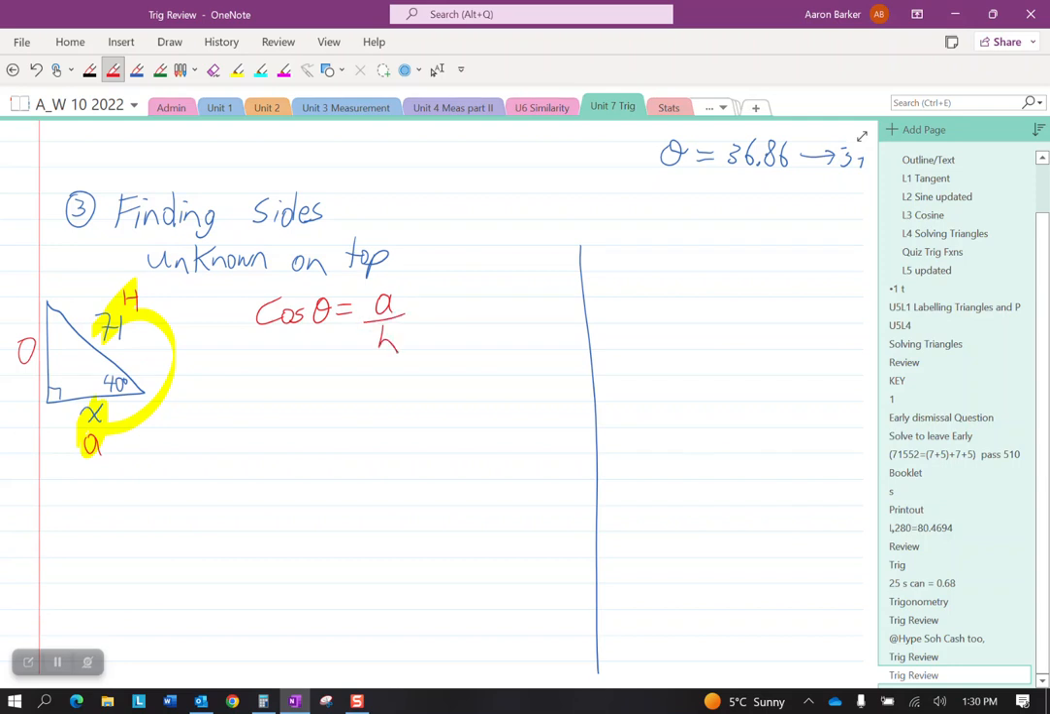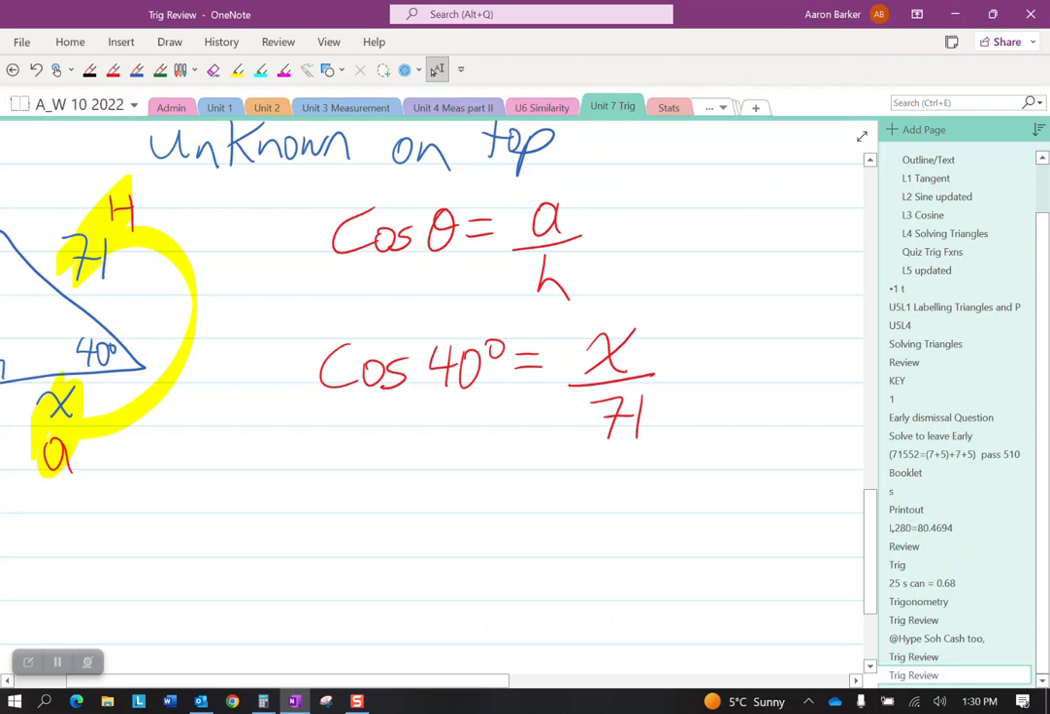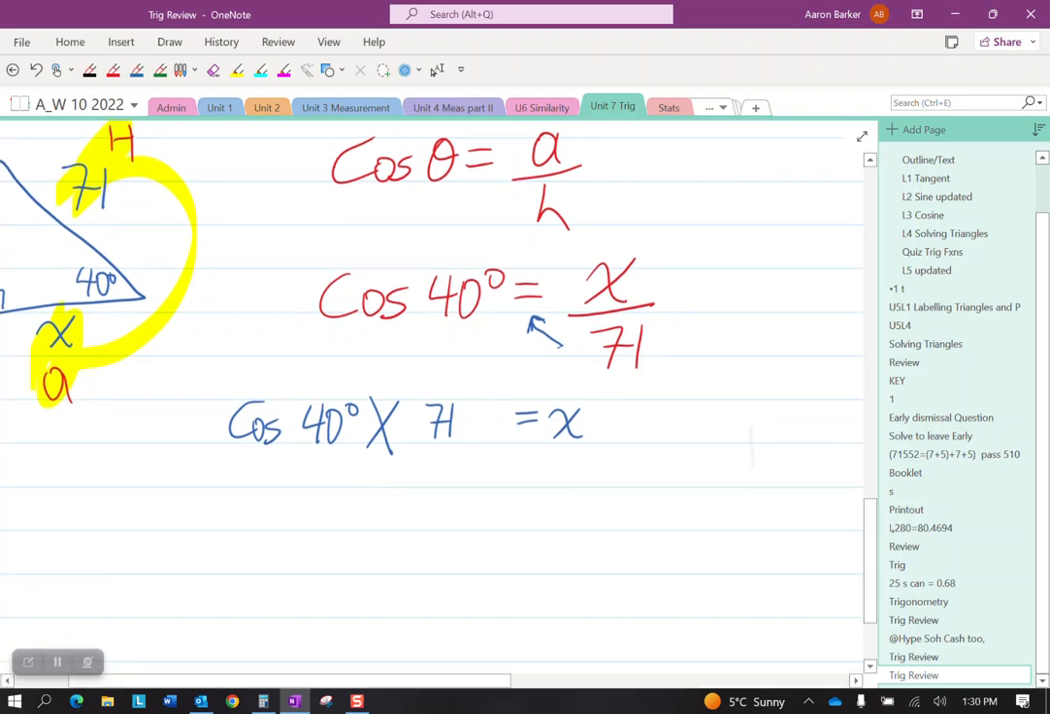Cos 40 degrees equals A, which is x, over 71. So we substitute in. Now, when we have x on top, it's easy. We just bring the 71 up and multiply. And so we get cos 40 degrees times 71 equals x.